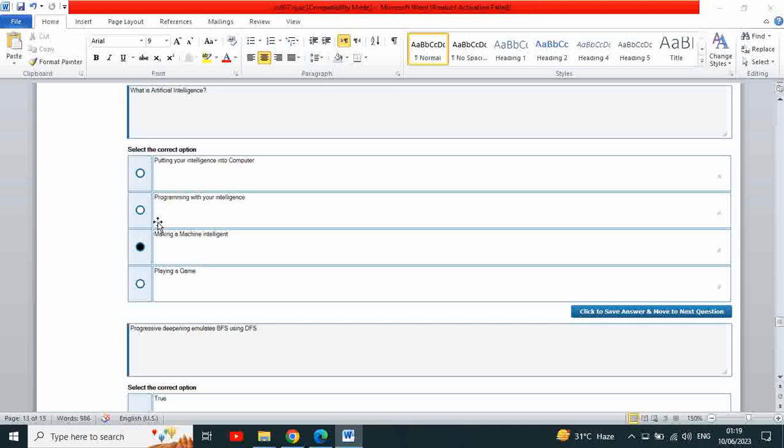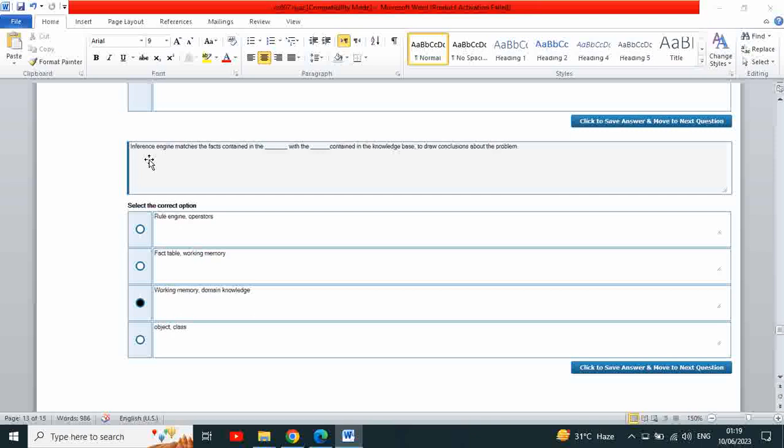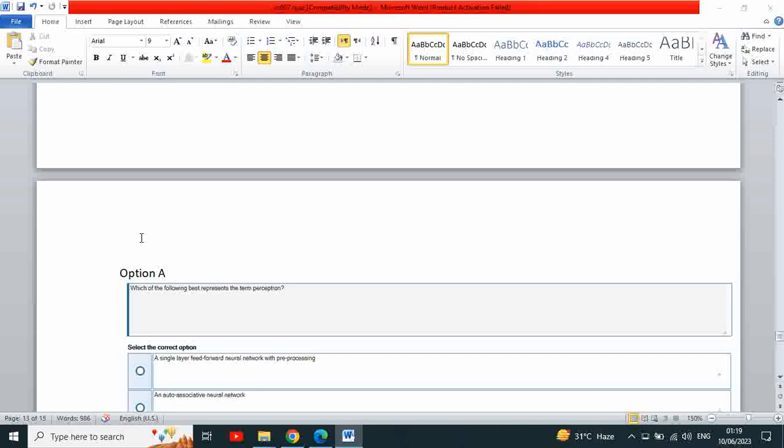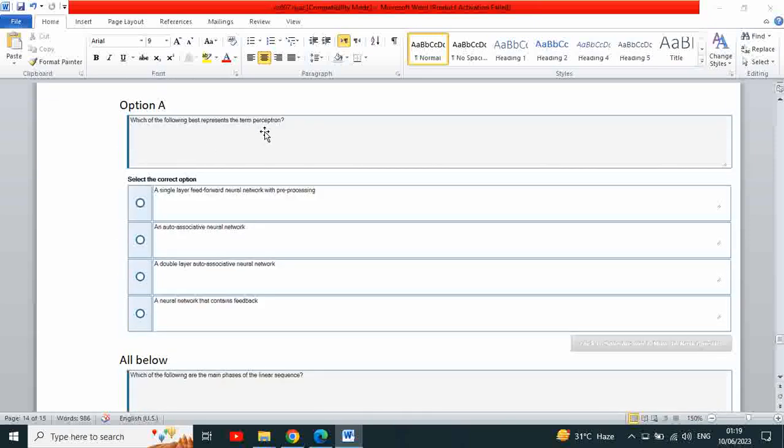What is artificial intelligence? Making a machine intelligent. Progressive deepening emulates BFS using DFS, true. Inference engine matches the facts contained in the working memory with the domain knowledge contained in knowledge base to draw a conclusion about the problem. Which of the following best represents the term perceptron? Option A. A single layer feed forward neural network with pre-processing.